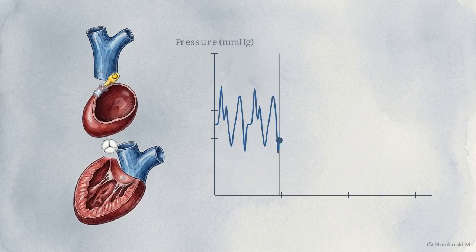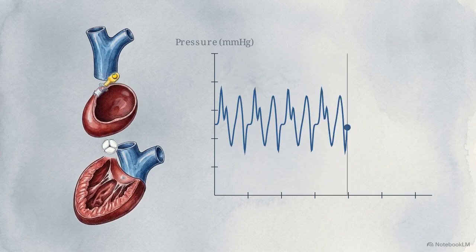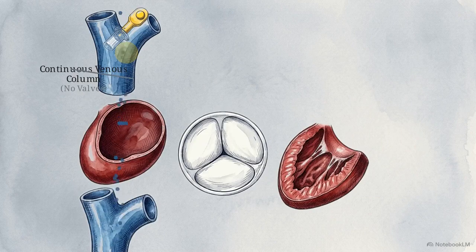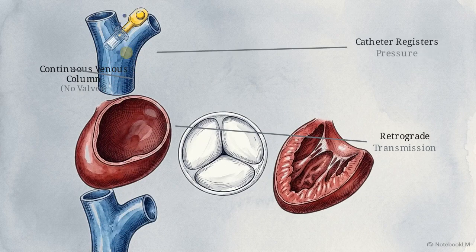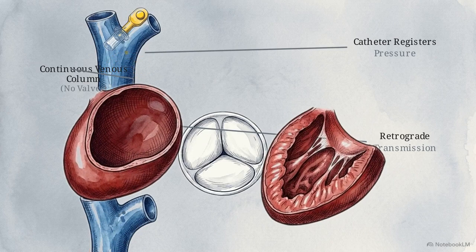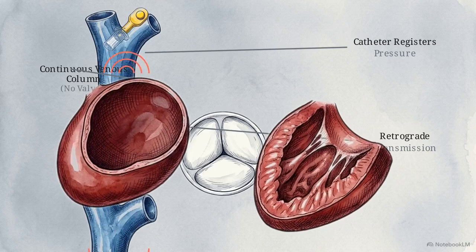The trace itself is a high-fidelity mechanical transducer of the right heart. Because there are no valves in the superior or inferior vena cava, every contraction, relaxation, and structural shift within the right atrium and right ventricle transmits retrograde up the venous column, registering directly at the catheter tip.